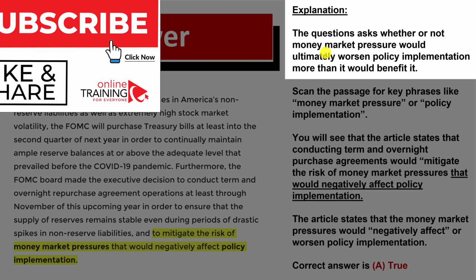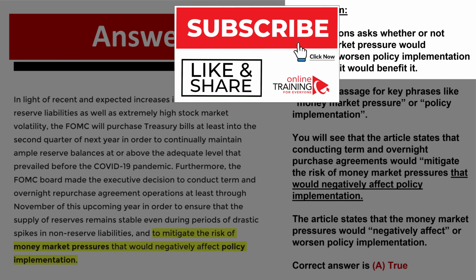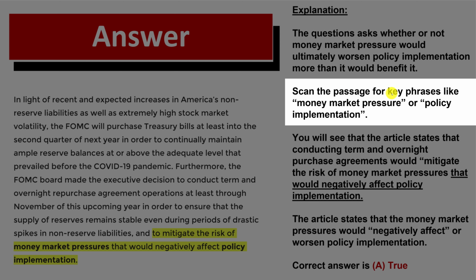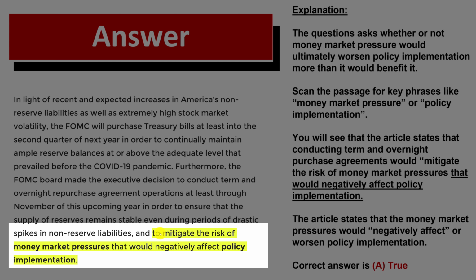So here's the explanation. The question asks whether or not money market pressure would ultimately worsen the policy implementation more than it would benefit it. So you need to scan the passage for key phrases like money market pressure or policy implementation. And they are located at the bottom of the passage, highlighted with light green color.